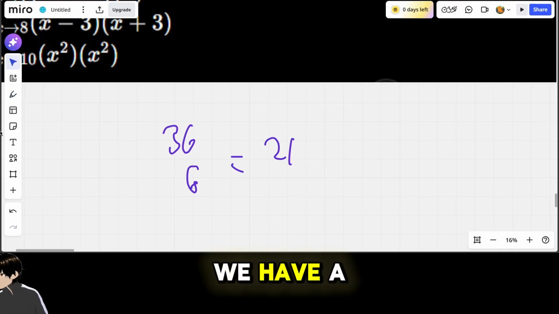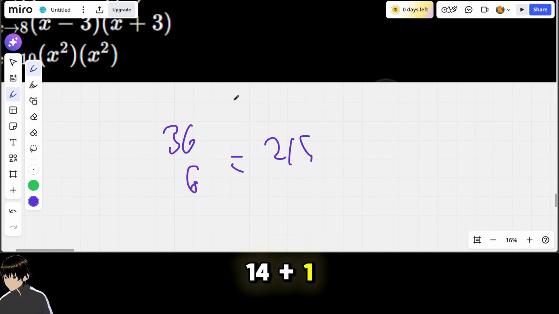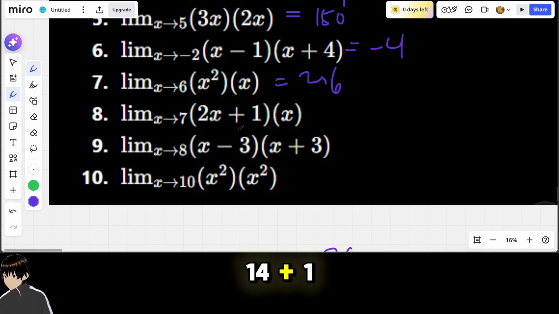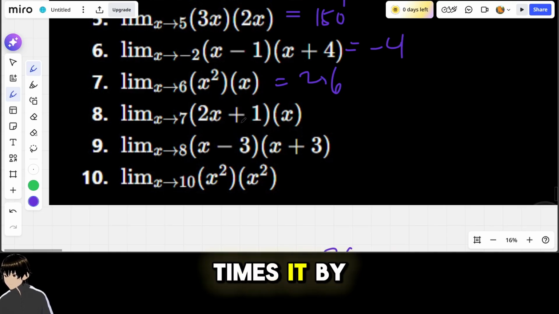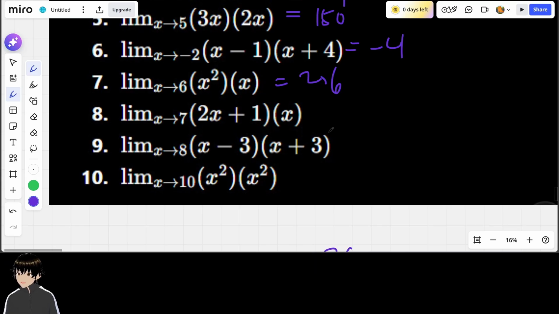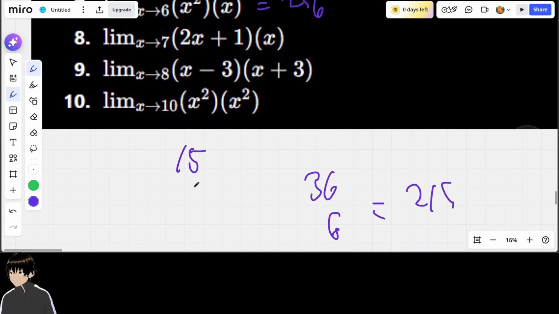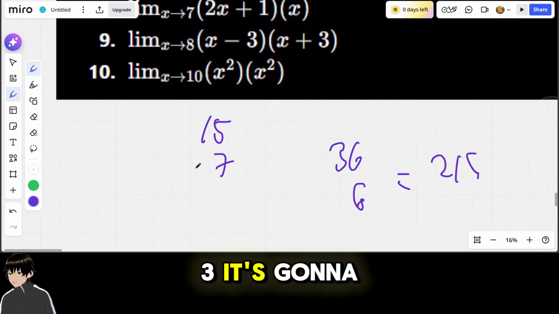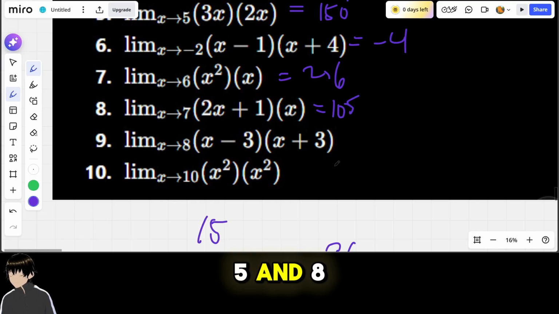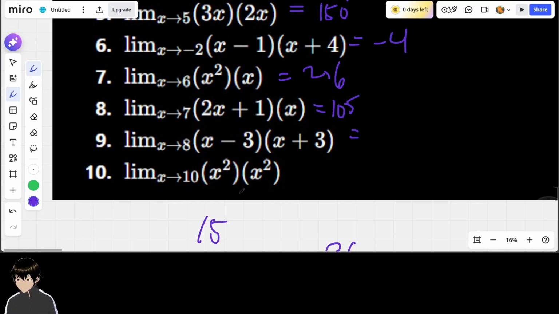So now we have 2 times 7, 14 plus 1, 15. Then we're going to times it by 7. So now we have 7 and 105. Now we have 8 minus 3, it's going to be 5. And then 8 plus 3, it's going to be 11. 11 times 5, 55.